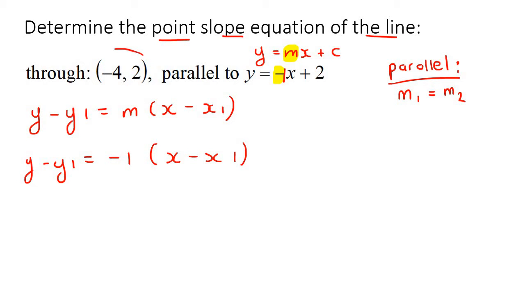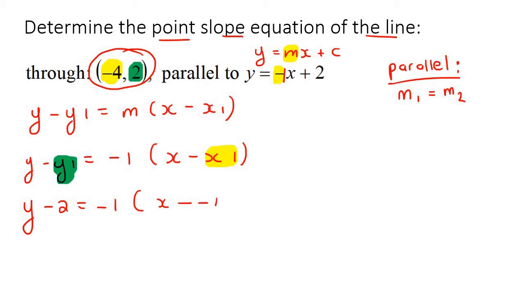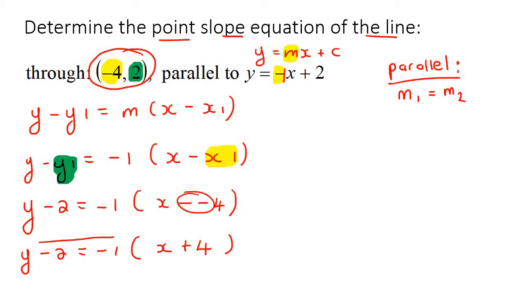Now what we need to do is take this point and plug it in. So this is an x value, so that would go over here. Remember, we don't use this x over here. And then this here is a y value, so that would go over here. And so we end up with y take away 2 equals -1, and then x take away -4, like that. And so we end up with y take away 2 equals -1, and then this can become a plus, so it's x plus 4. And that is the answer in the point-slope form.